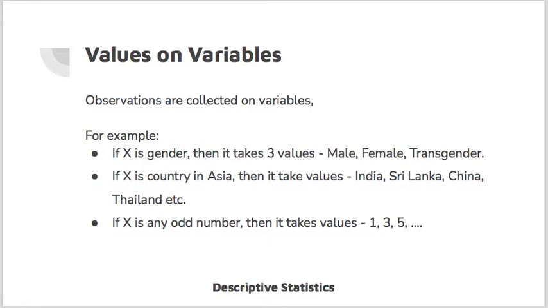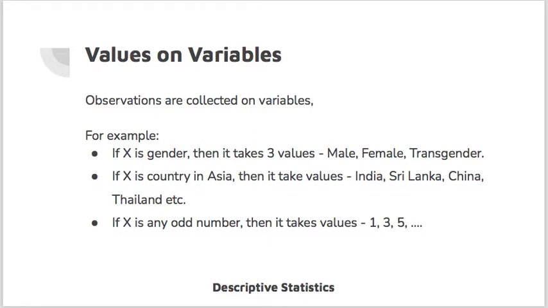So that is our next step, to define the variable. So what are the different types of variables? The variable's values may be finite or not. Gender and country can be finite, and odd numbers are not finite. The height measurement is not a finite one. If you take the measurement of height in centimeters or inches, how many observations you are going to collect matters.